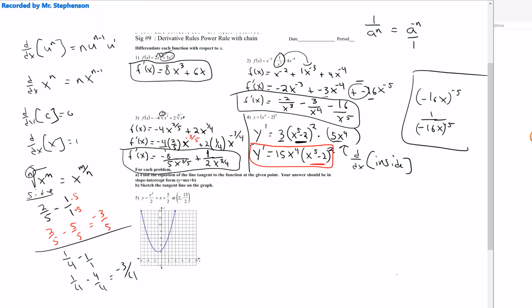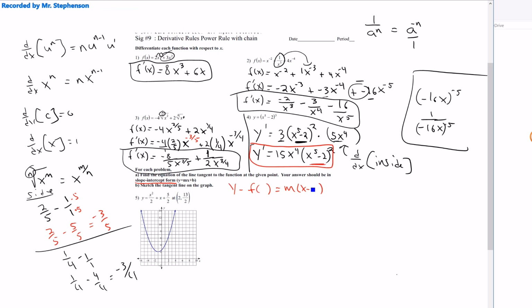All right, the last one here is find the equation of the tangent line to the function at a given point. Your answers should be in slope-intercept form. Sketch the tangent line on the graph. So we're trying to find the equation of the tangent line, which is this. And actually, you know what? There's another way to write this too. Maybe it's a little bit better.